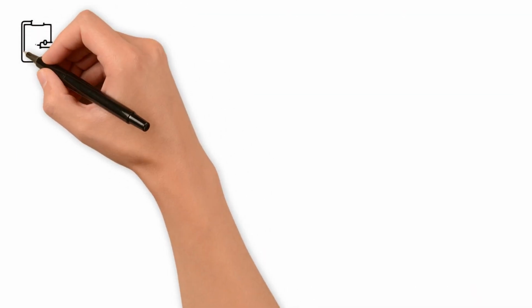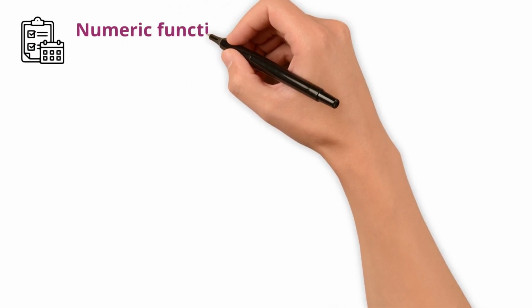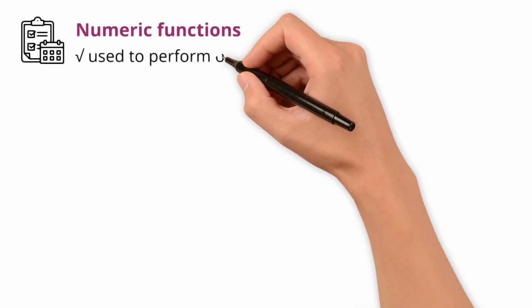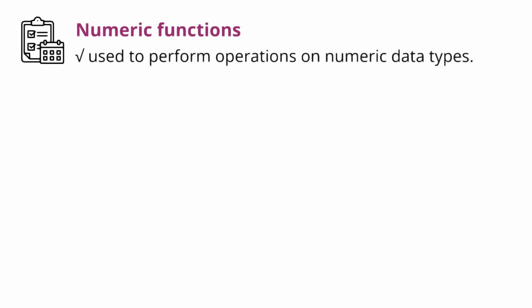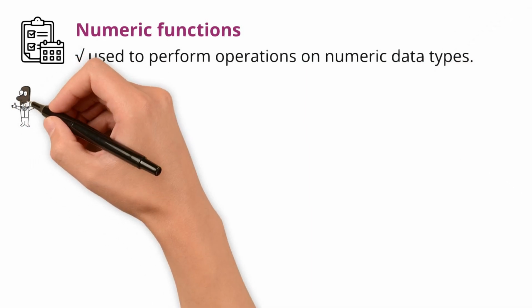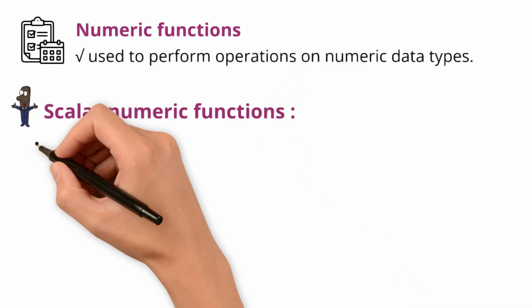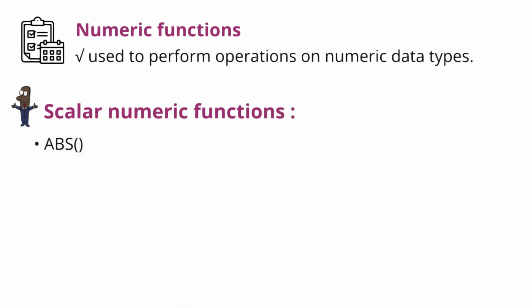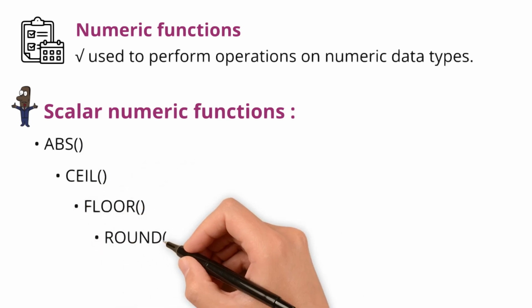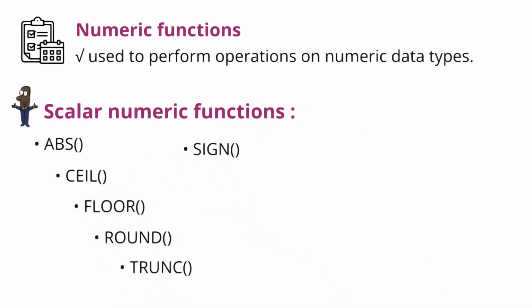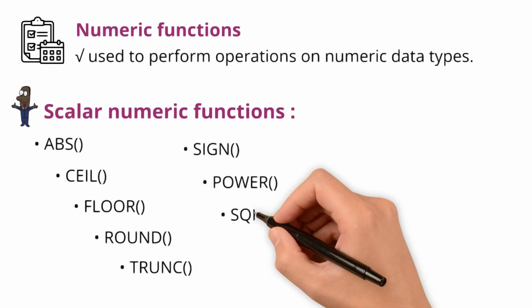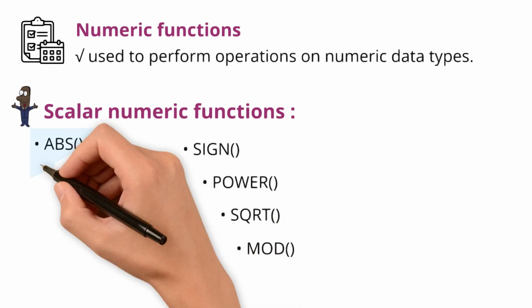Before we jump right in, a quick recap. Numeric functions in SQL are used to perform operations on numeric data types. Some commonly used scalar numeric functions include ABS or absolute function, ceil, floor, round, trunc, sine, power, square root, and mod functions.